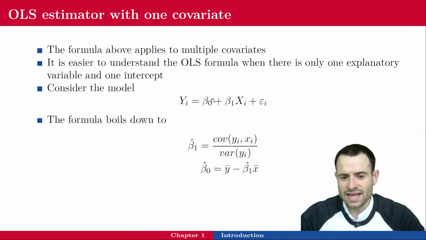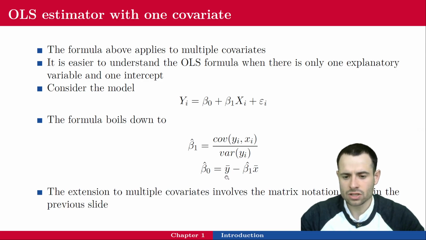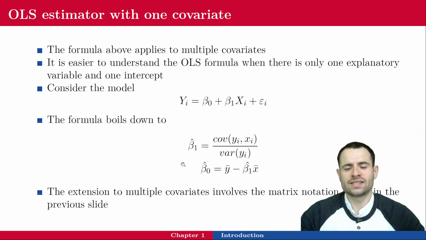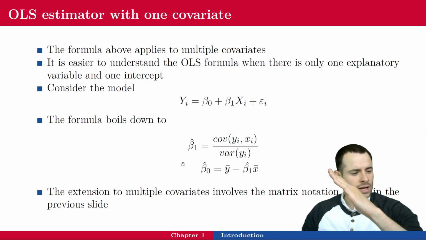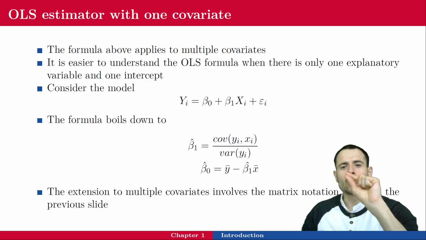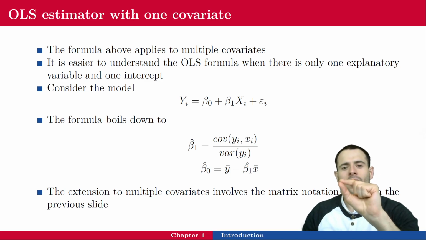Beta 0 hat, the estimate of the intercept, is equal to the average outcome variable, y bar represents the average, minus the previous coefficient we found, beta 1 hat, times the average x. This second result is saying that your regression line is going to go through the middle point of your data, the point x bar, y bar.